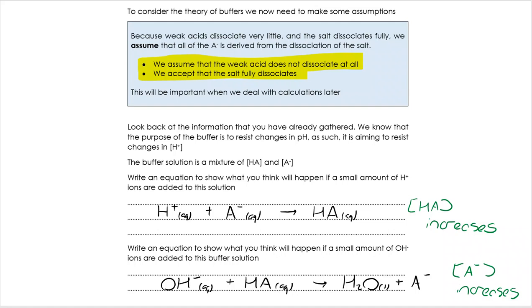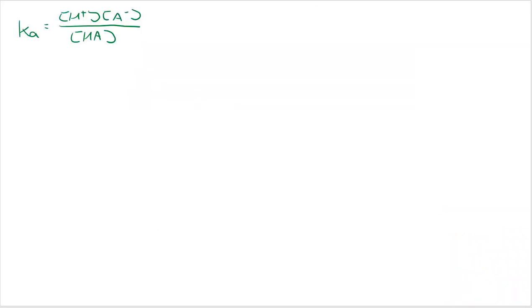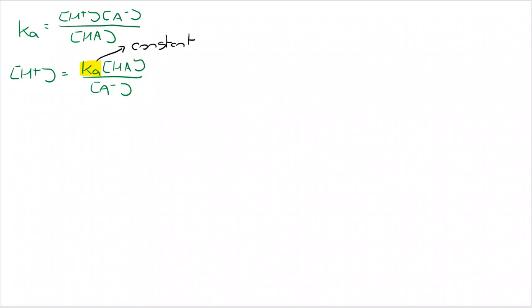So I'm going to run through some of the key principles here, just so we can start to build towards the calculation. So here's my expression. Ka is H plus times A minus over HA. Let's rearrange that to make H plus the subject. So that means it's Ka times concentration of HA over concentration of A minus. But actually, we know that Ka is a constant. It's the acid dissociation constant. So there's actually a proportionality here. The H plus concentration is proportional to the concentration of HA over the concentration of A minus.